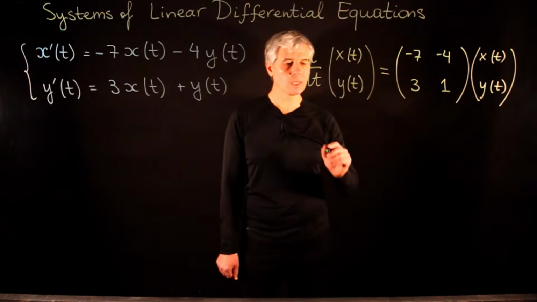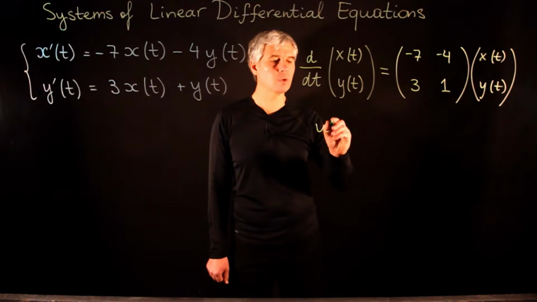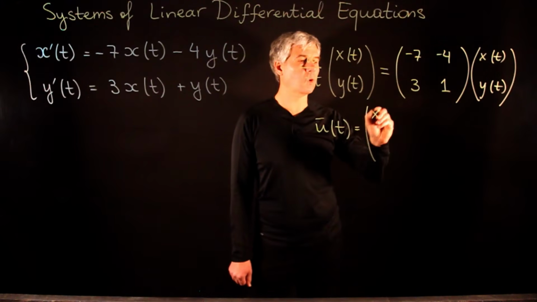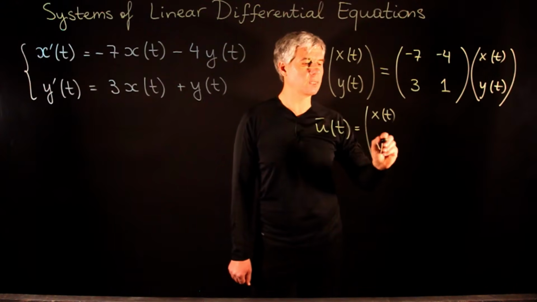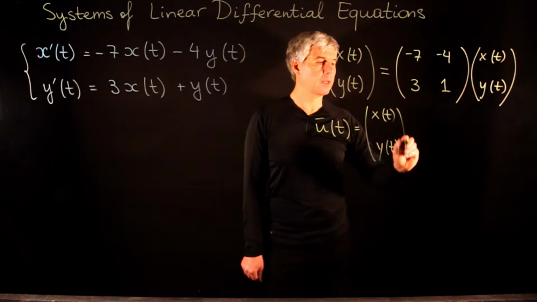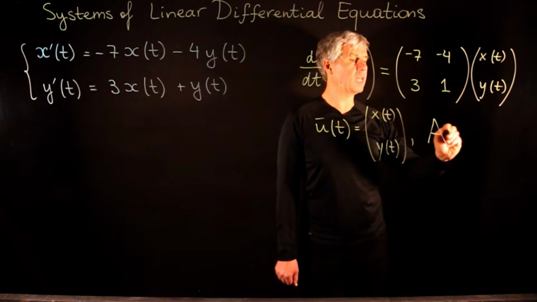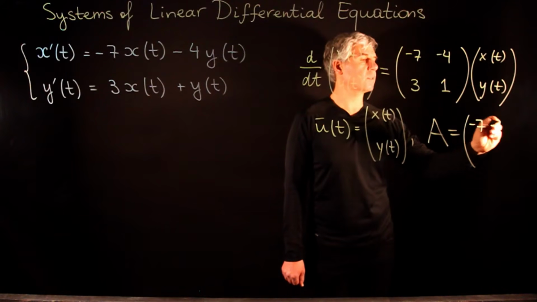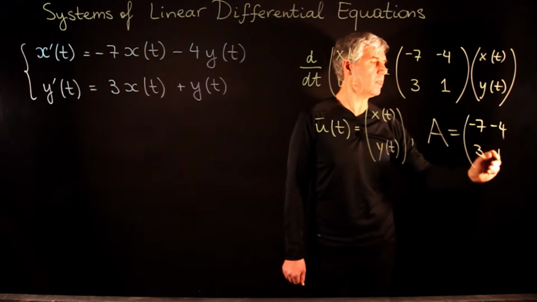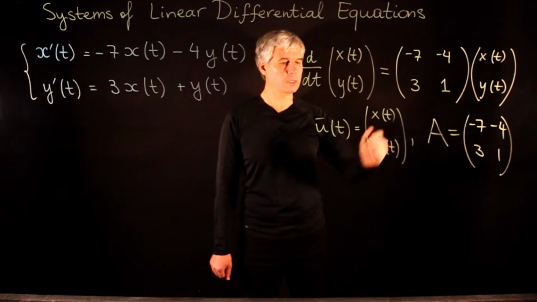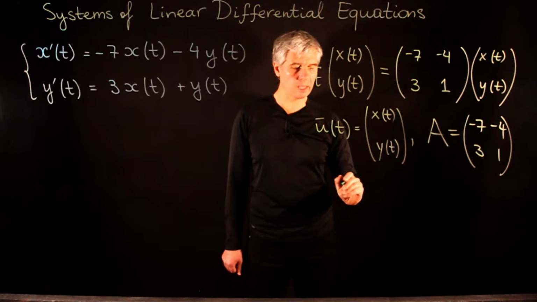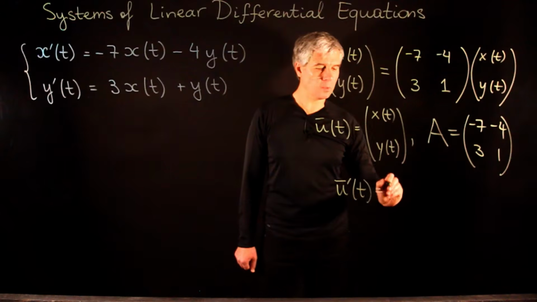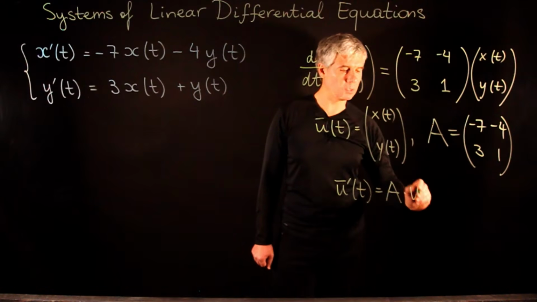Now, if we introduce the vector u of t, which is our column vector x of t, y of t, and if we take the matrix A to be the matrix that appears here, minus 7, minus 4, 3, 1, then this differential equation can be written as u prime of t is equal to A times u of t.